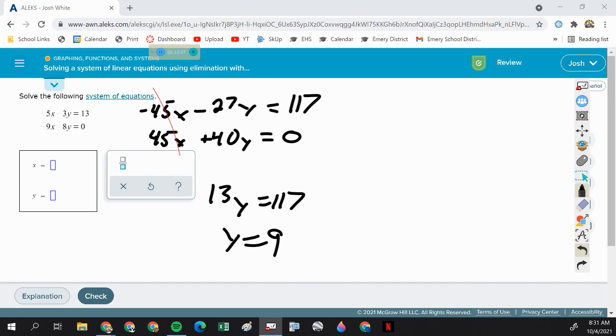Then I'm going to put that 9 back into here. Negative 9x minus 72 equals 0. Add the 72. Divide by -9. So x is -8 and y would be 9. All right, that's it. Get working on 2.4.